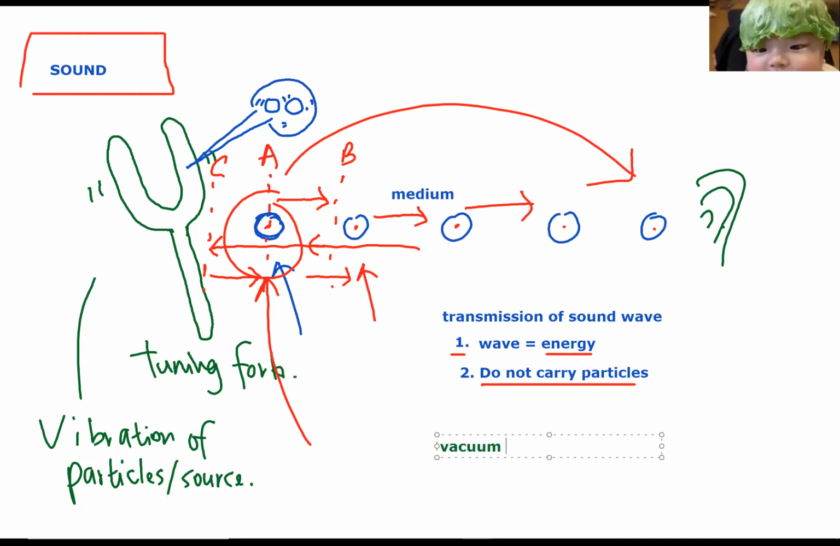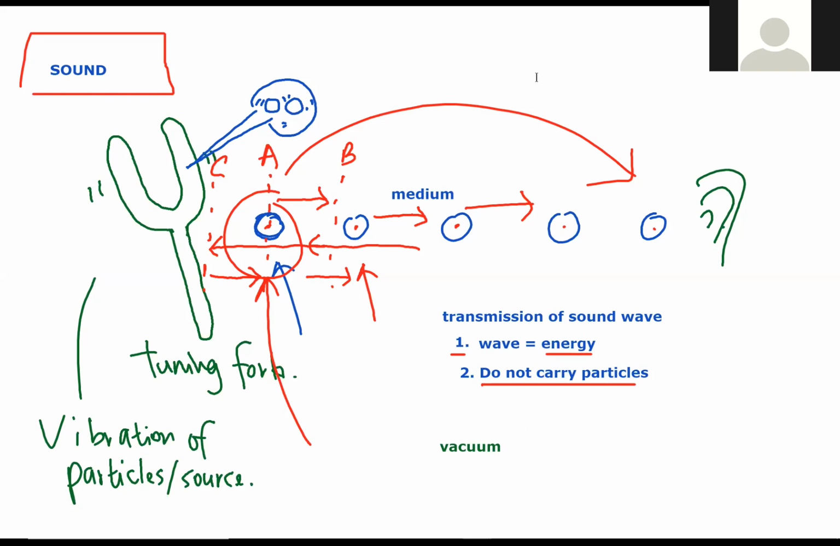Now, can you hear sound in a vacuum? What is a vacuum? A vacuum has no air particles. It's like in space, totally blank, no air particles. So if there are no air particles, how does sound travel? It cannot. That's why you don't hear any sound in space, simply because there are no air particles to transfer the sound. So in a vacuum, it's completely silent, no sound.